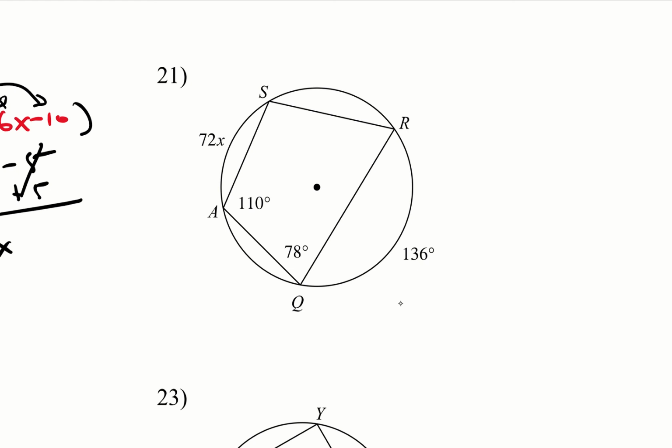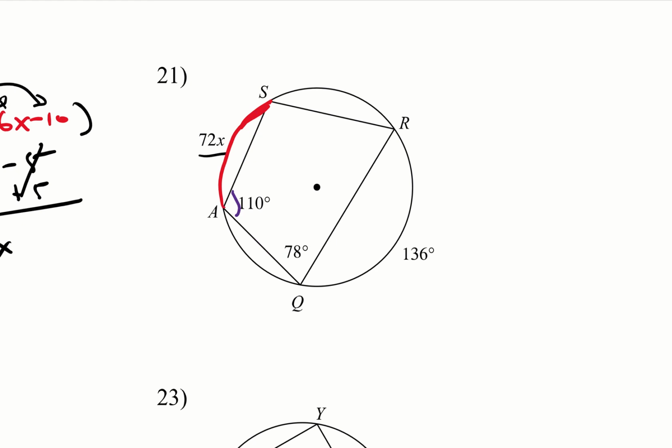Let's see here. If we want to solve for x, we're going to have to use the 72 to our advantage. In order to get that 72, which is this arc right here, I need the inscribed angle for that arc, or something related to it. So let's use the information they give us. They give us this 110 degrees, which is this angle from here to there.